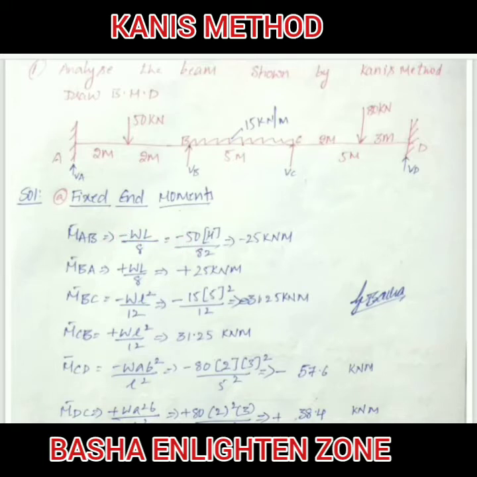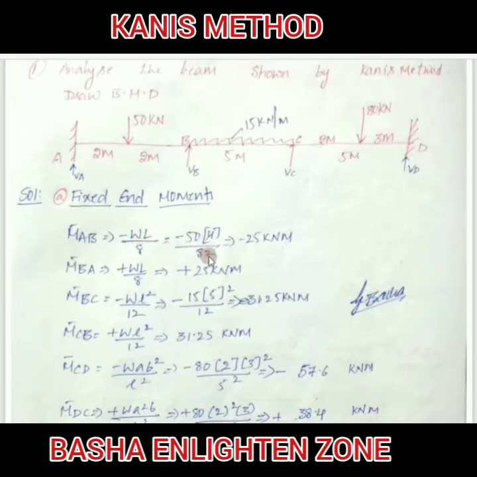Then calculate the fixed moments. In span AB there is one concentrated load, exactly at the center, a point load of 50 kilonewton on the 4 meter span AB. So what is our formula? Friends, we already discussed all the derivations in the previous sessions. If you want, go and watch those sessions, and you will know how to get these formulas. So M bar AB equals minus WL by 8, where W equals 50 and L equals the length of that particular span, 4, and 8 is already there.